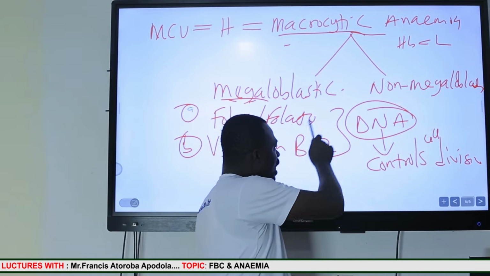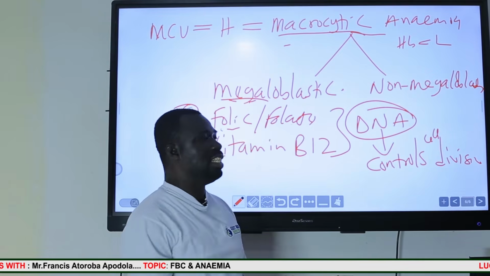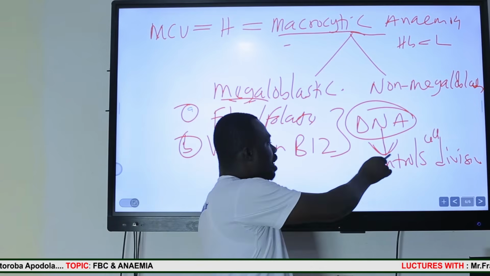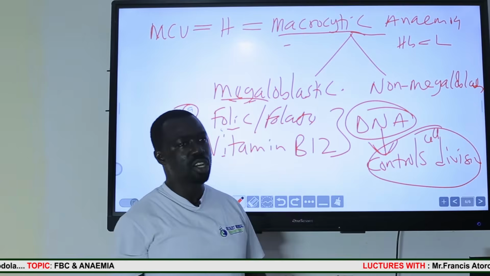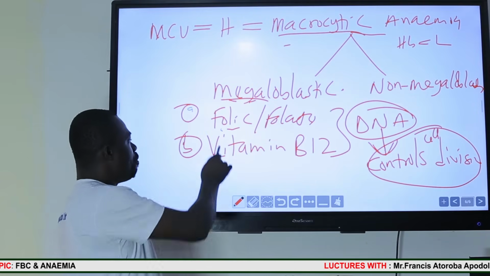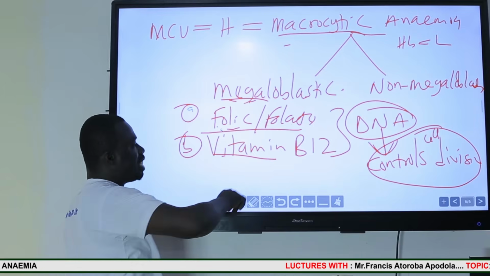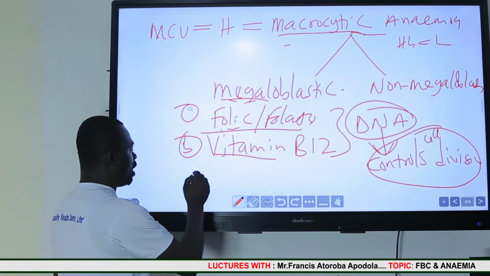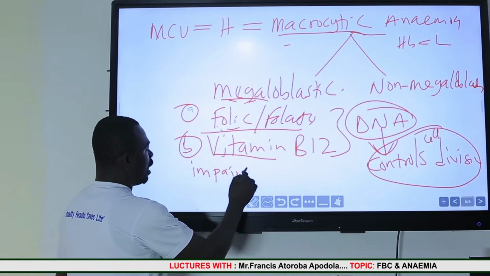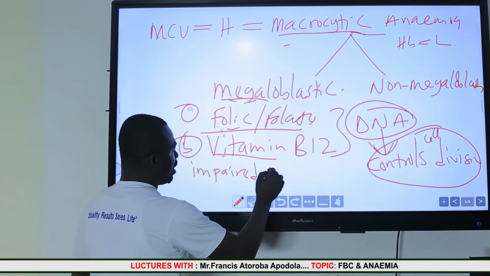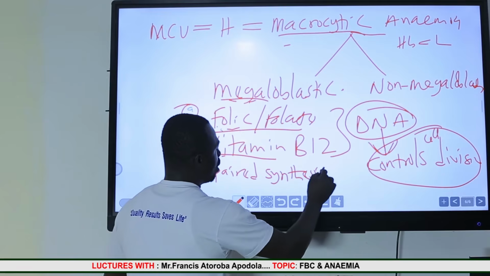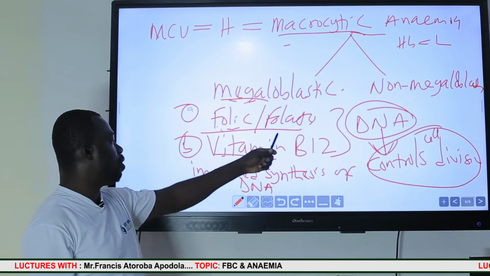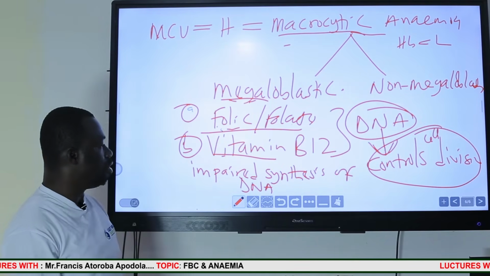And so if these are the ingredients to synthesize the DNA, and for any cell to undergo division, it is the DNA that controls the cell division. What this implies is that when vitamin B12 and folic acid are deficient, then the synthesis of DNA is going to be impaired. So there's going to be an impaired or decreased synthesis of DNA in the face of folic acid or folate deficiency and vitamin B12 deficiency.